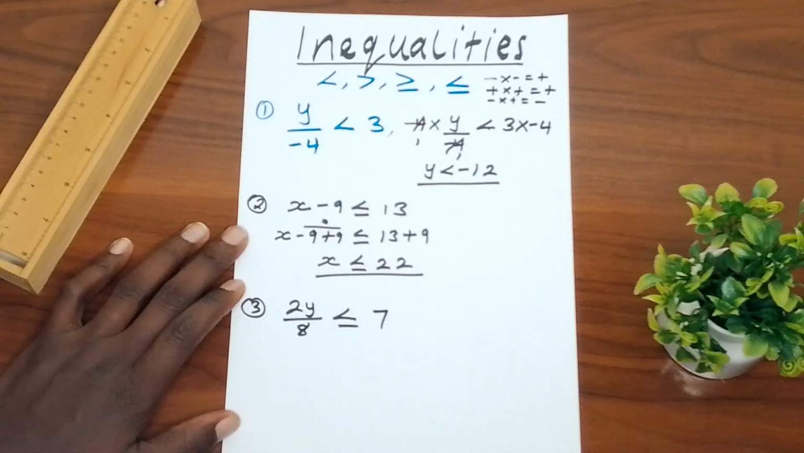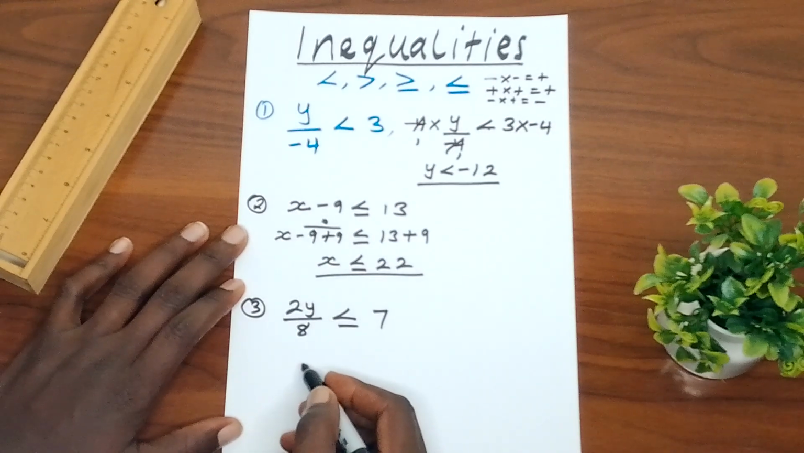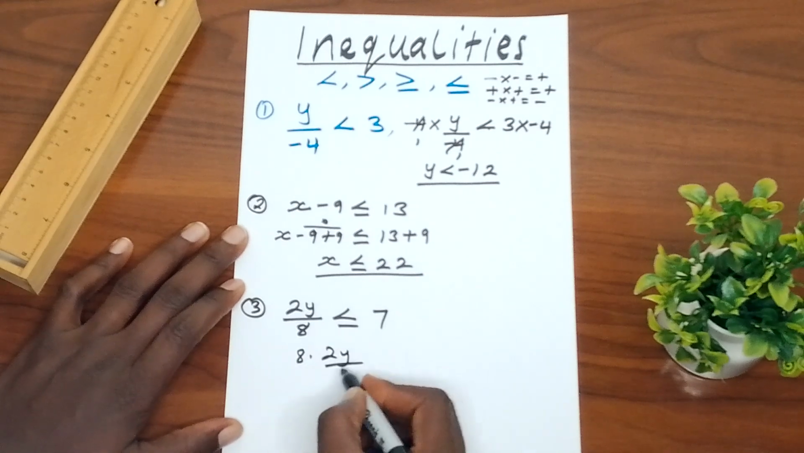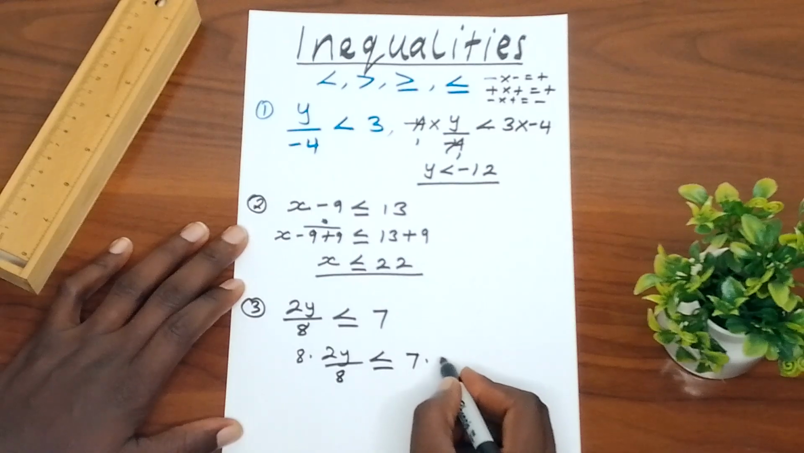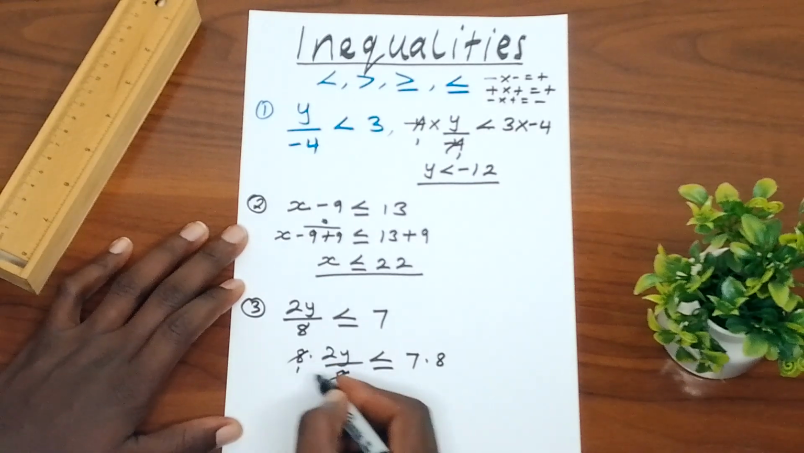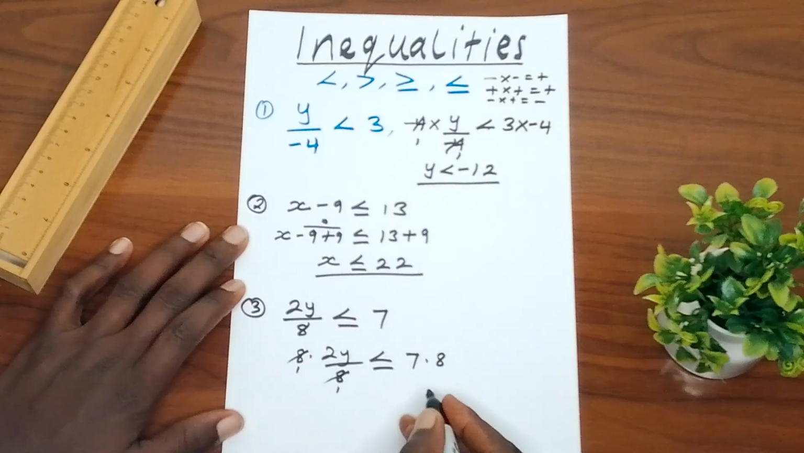We can take another example. Here we have 2y over 8 is less than or equal to 7. In this case, we are going to first of all multiply by 8 on both sides. So we'll say 8 times 2y over 8 is less than or equal to 7 times 8, so that we remove these numbers on this side. We remain with the unknown on the left side.